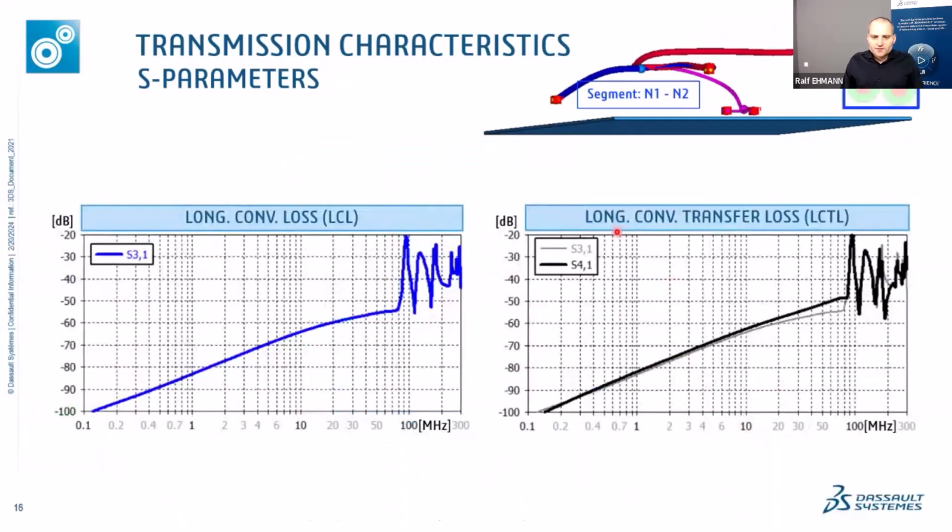And a more interesting result, which in a nutshell you can say is the coupling level from the differential mode to the common mode, the conversion from the differential mode to the common mode inside that segment. And this is basically delivered to you by the longitudinal conversion loss and transfer loss.